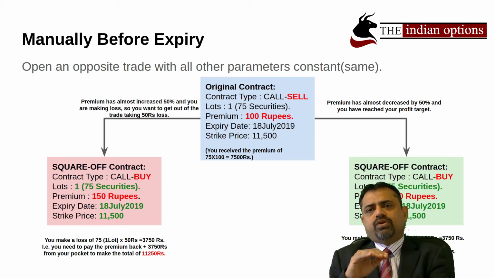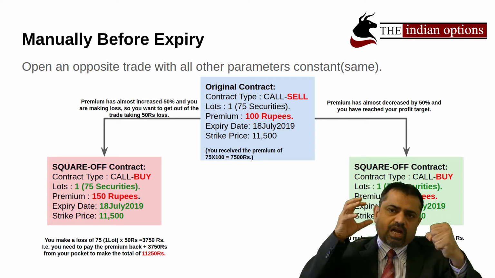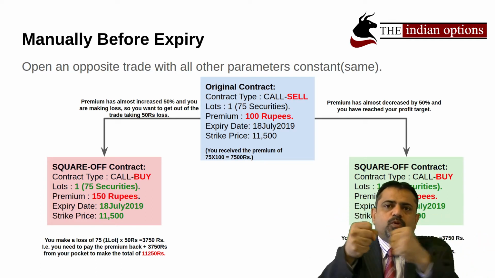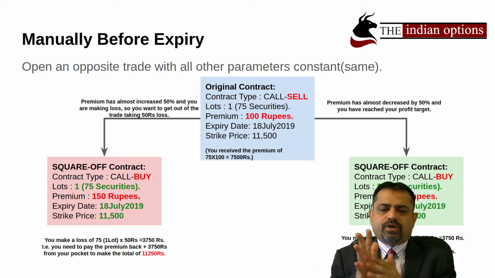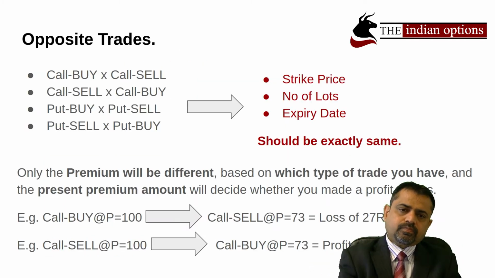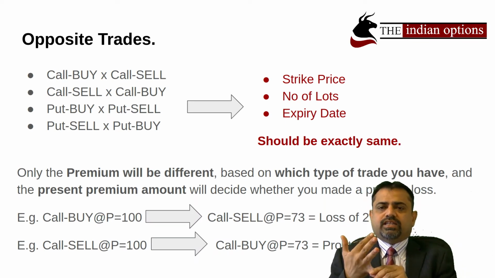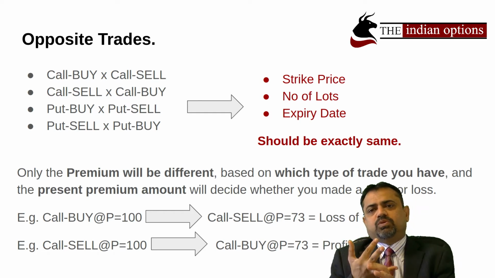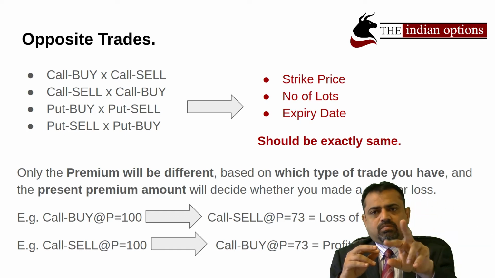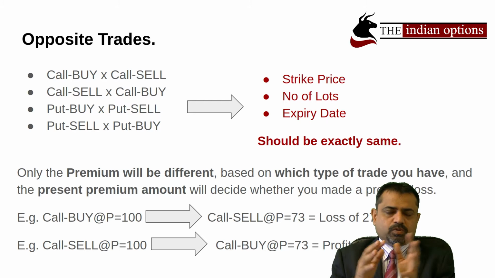So whenever you open a trade and you want to close it, you have to open another trade which is opposite to your trade. Now what are opposite trades? In this next slide we are talking about it: call buy's opposite is call sell, call sell's opposite is call buy, put buy's opposite is put sell, put sell's opposite is put buy. So it's always call buy, call sell, put buy, put sell, and the opposite of that.